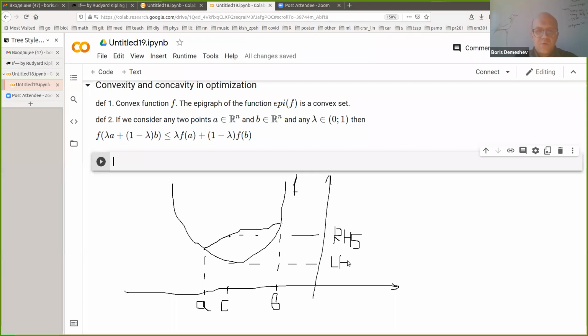Sorry, today I've lost my pen. Tomorrow I will either find it or buy a new one. Anyway, that's the definition of a convex function. Any question? No question, it's clear.